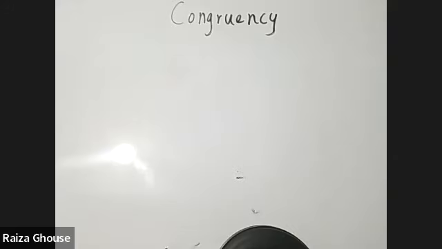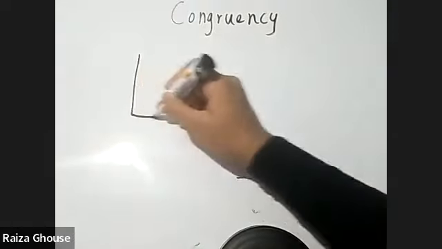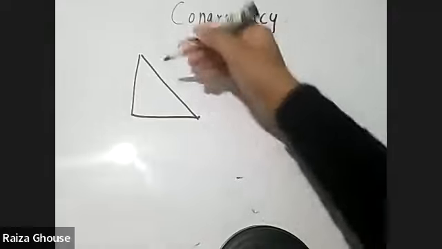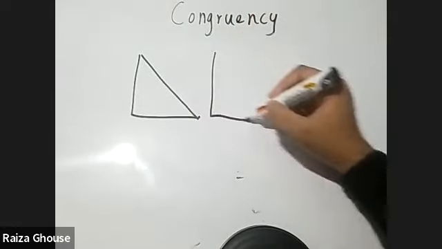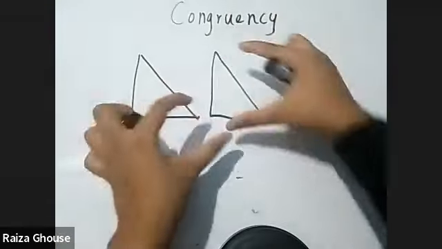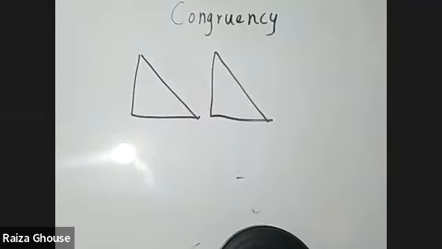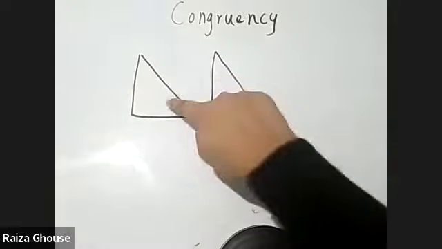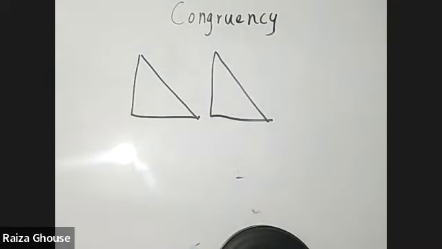Clear? Congruence of triangles means in this lesson you are considering triangles. If you take two triangles, just look at the board, exactly the two triangles are coinciding. What is coincide? If you keep this on this, it coincides. So when two triangles are coinciding with each other, we call these triangles congruent triangles. Is that point clear?